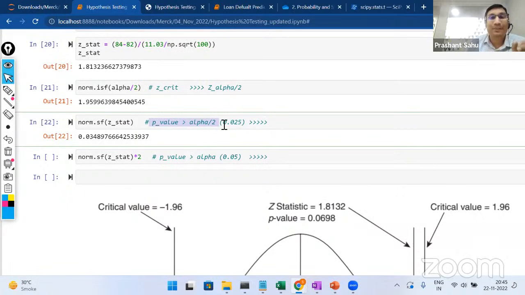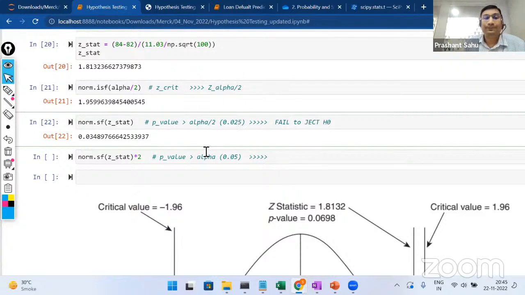Half of 5%, that is 2.5%. Is this exceeding 2.5%? Tell me, yes or no. Is this exceeding 2.5%? Yes. And so you fail to reject. You fail to reject the null hypothesis.